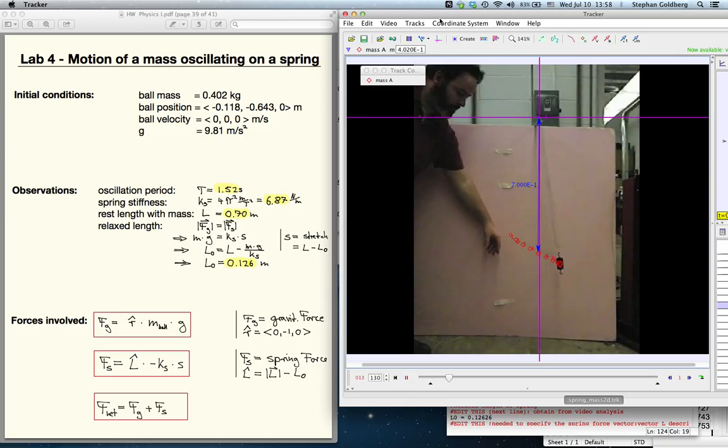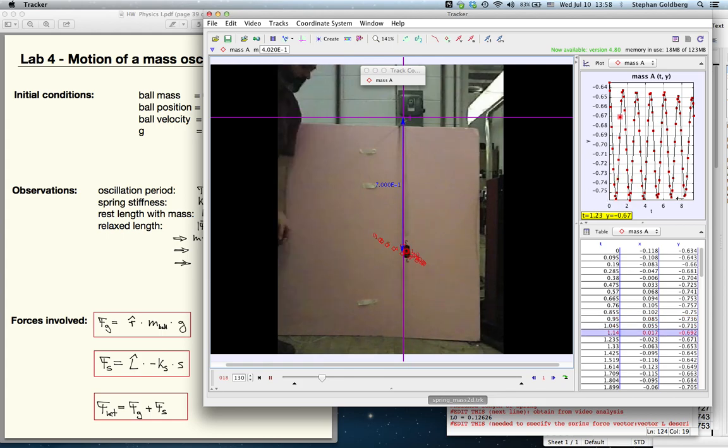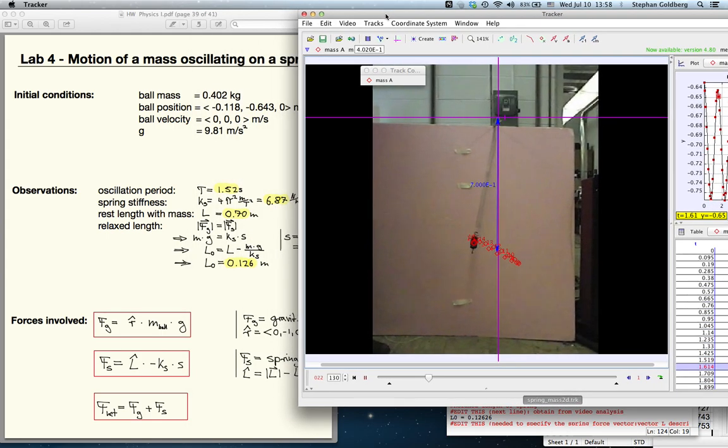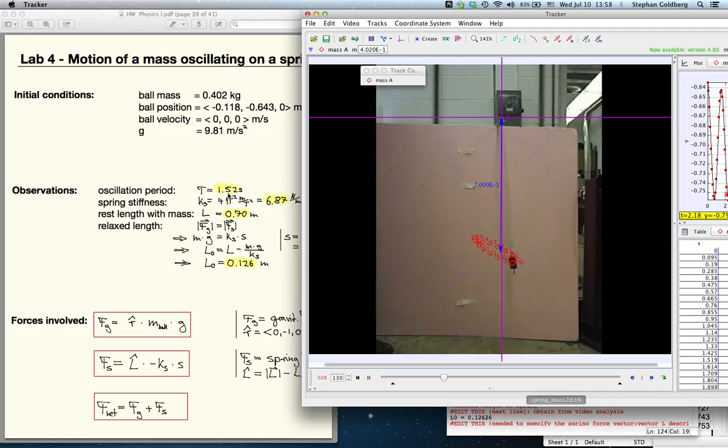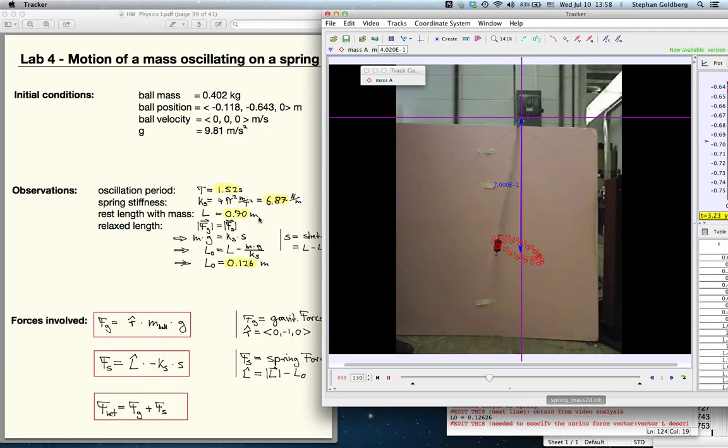The oscillation period I calculated by counting the peaks and dividing over the time of the oscillation, and came up with a value of 1.52 seconds. The spring stiffness is then calculated by putting this T value in this formula, arriving at 6.87 newtons per meter. The rest length of the spring with a mass attached was given as 0.7 meters, and the relaxed length is calculated by setting the gravitational force and the spring force equal and solving for L0. The relaxed length comes out to be about 13 centimeters.